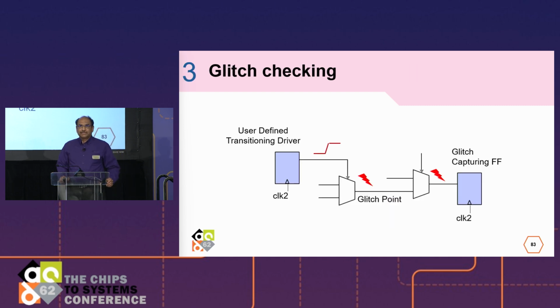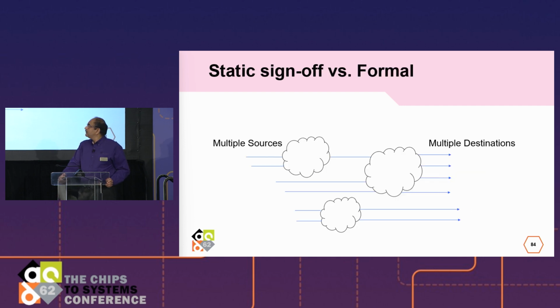Third aspect is when you're doing connectivity checking, you need to also pay attention to glitches that can occur on asynchronous or untimed paths and cause functional failures. Next, I will talk about comparison of static connectivity verification with formal, simulation, and Tcl scripting solutions that may be used in place of that.